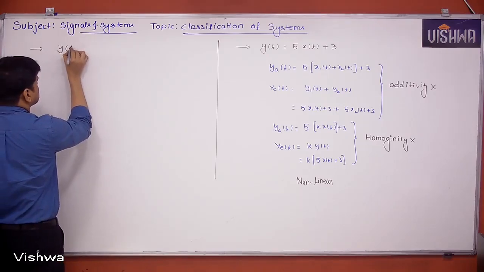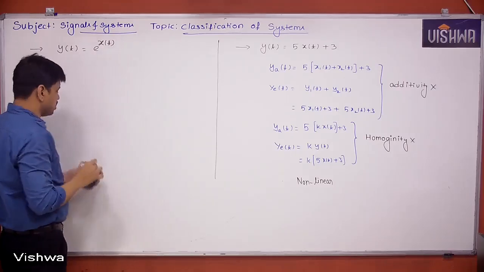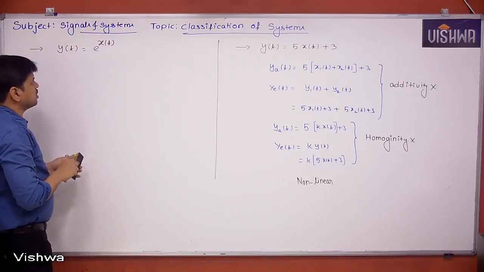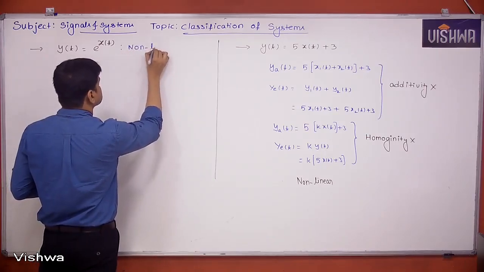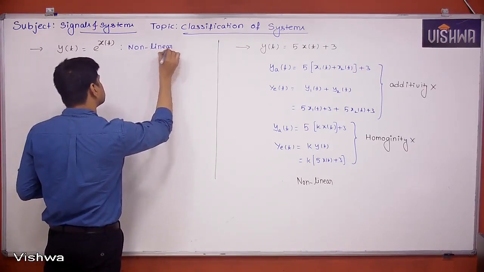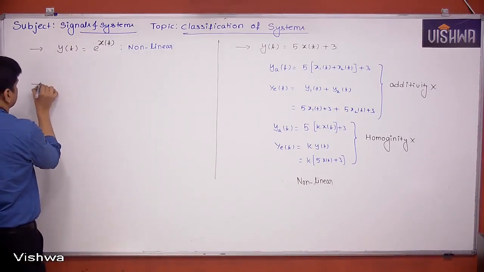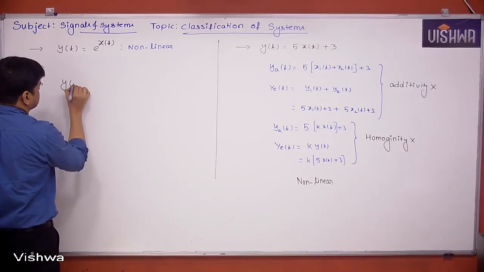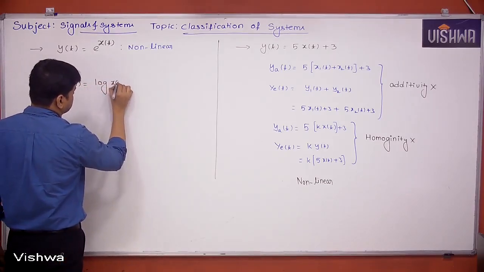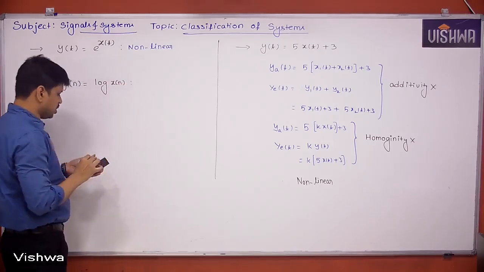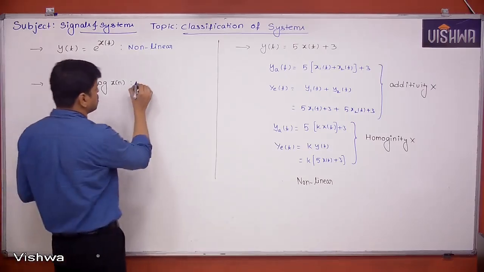y of t is equal to e power x of t. Again, it is a non-linear system. Check by yourself, I am not doing it. Next, y of n is equal to log x of n. This is also a non-linear system. Check them, I am not doing this. You can understand.